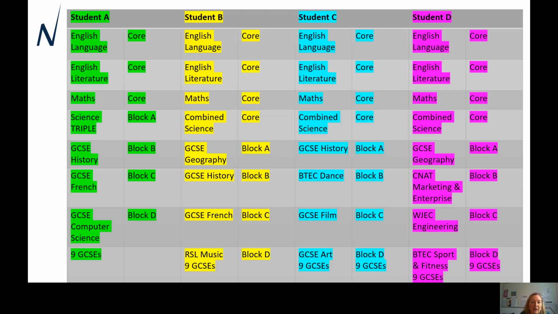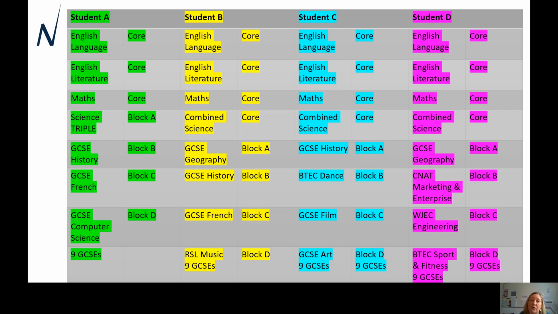Student B is studying English language, that's core, English literature, maths, but they are doing what the majority of students do, which is combined science, which gives them their 2 grades. But this child, they have to choose either geography or history, but they can do both. So this child loves geography and history, wants to do both GCSEs. Also is thinking of a degree-related career, so has put French in here, but is absolutely passionate about music.